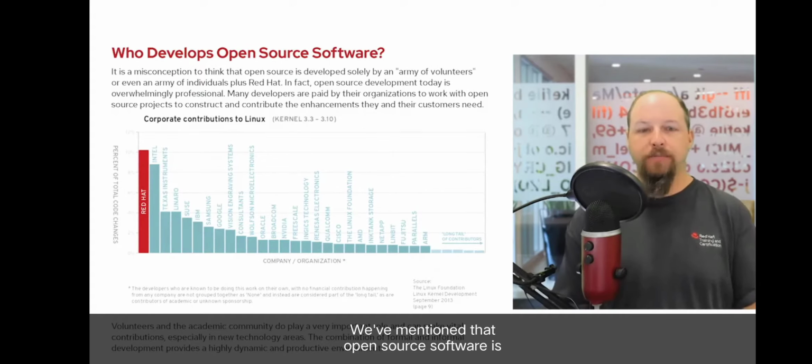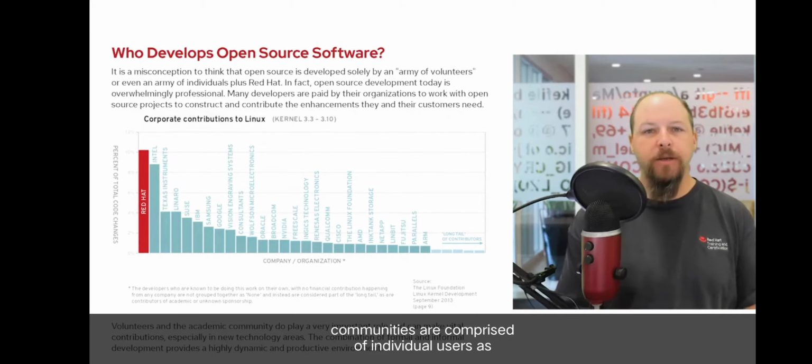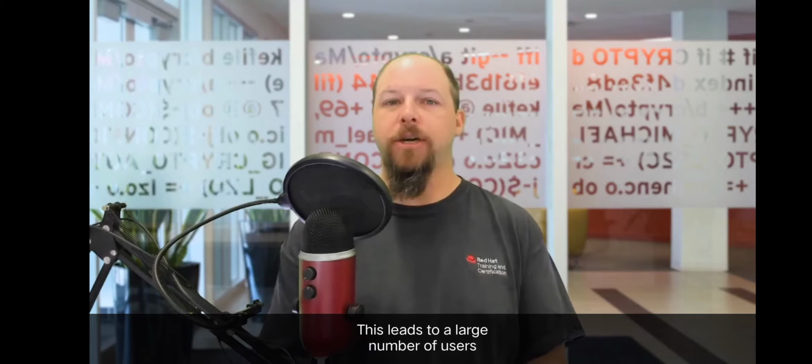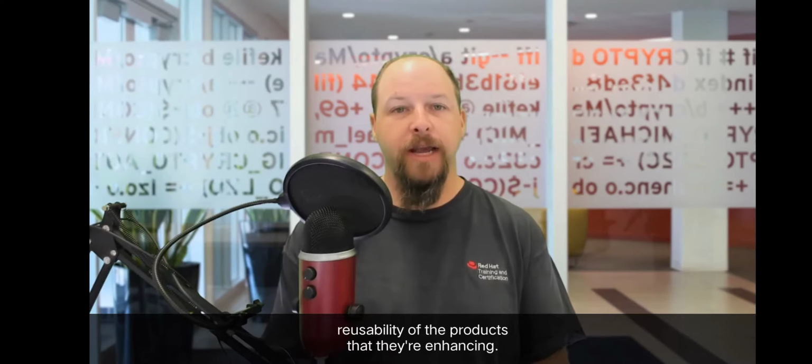We've mentioned that open source software is powered by the communities behind them. But who actually develops this software? When we say community, communities are comprised of individual users as well as enterprises who have adopted that software alike. This leads to a large number of users who end up contributing to the code base itself to ensure the stability and reusability of the products that they're enhancing.